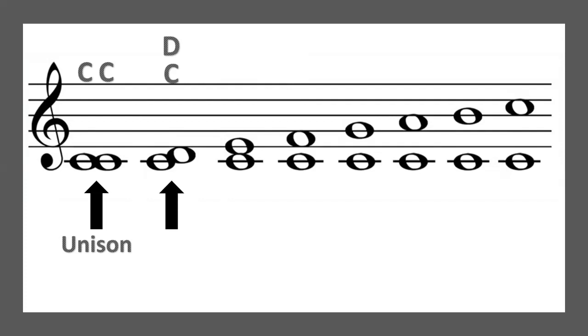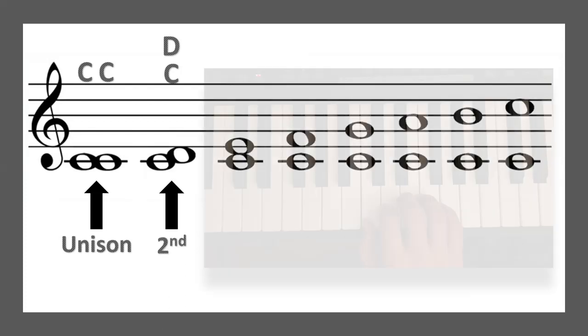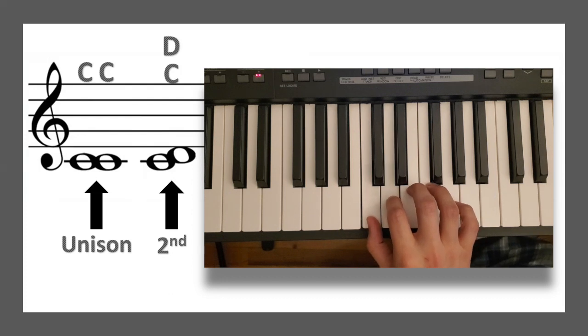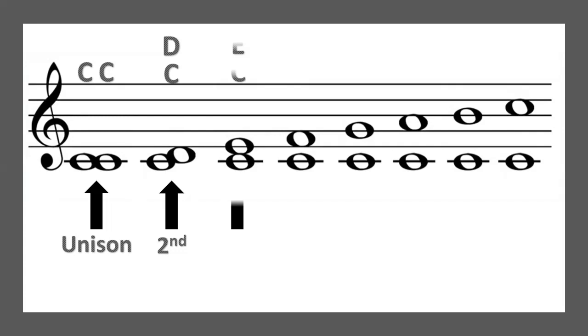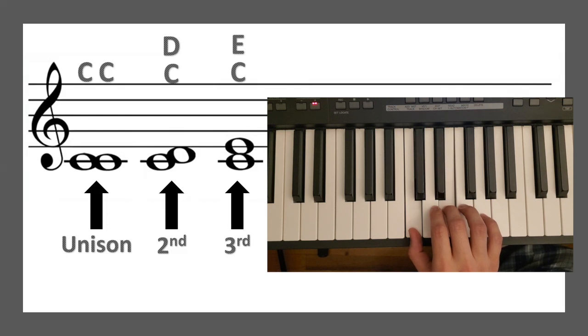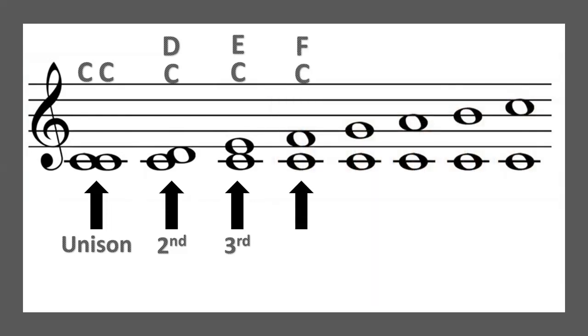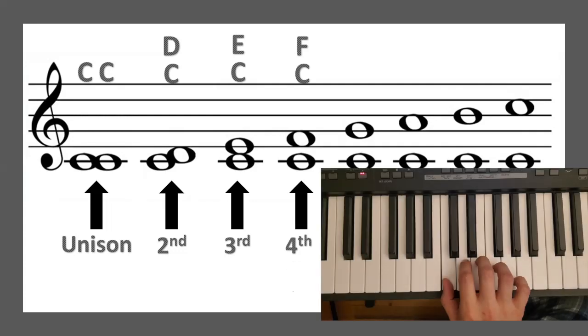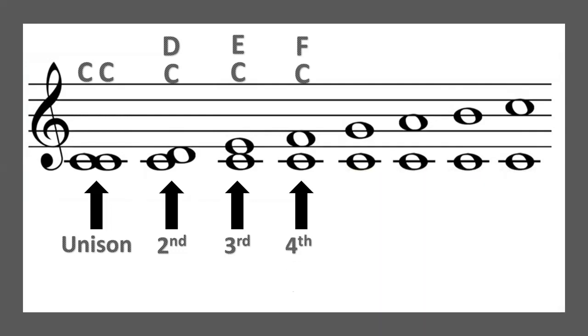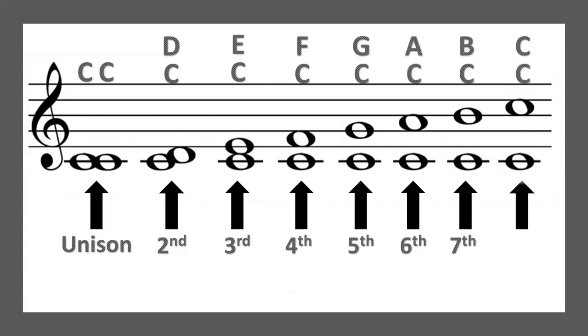Next is C and D. If I label C 1 and count up from the C ledger line to D on the next space, I get 2, which means the relationship between C and D is a second. We've already looked at C and E, so we know that's a third. Between C and F, we have a fourth. I can continue this process for all the notes in the C major scale.